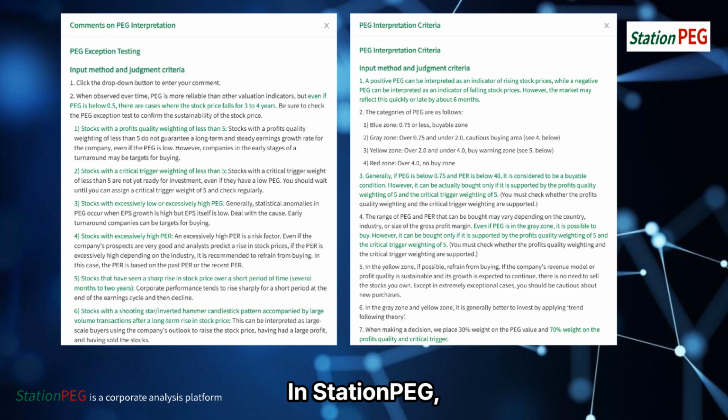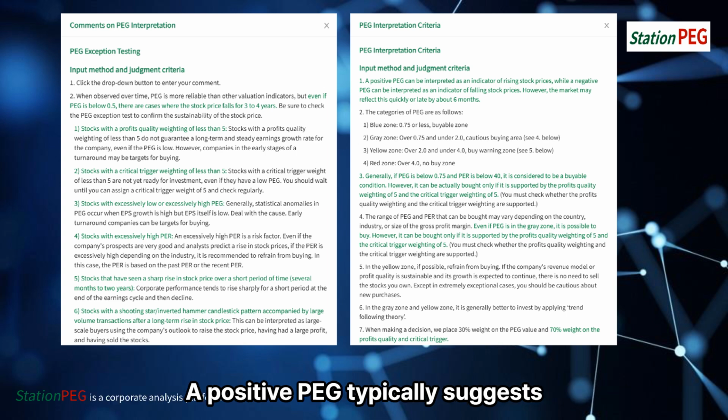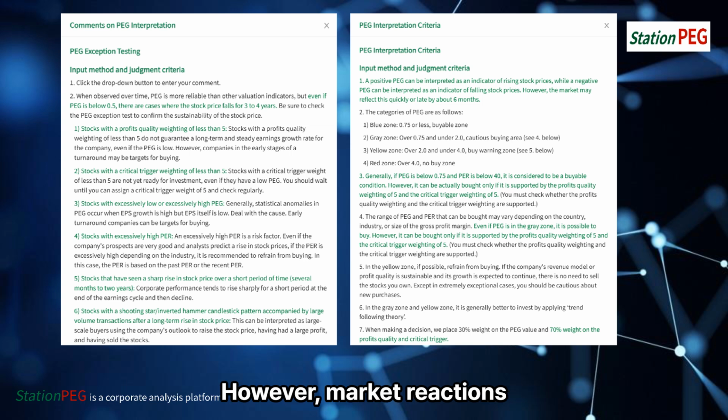In StationPEG, both positive and negative PEG values are calculated. A positive PEG typically suggests potential stock price growth, while a negative PEG indicates a possible decline. However, market reactions may lead or lag these indicators by approximately 6 months.